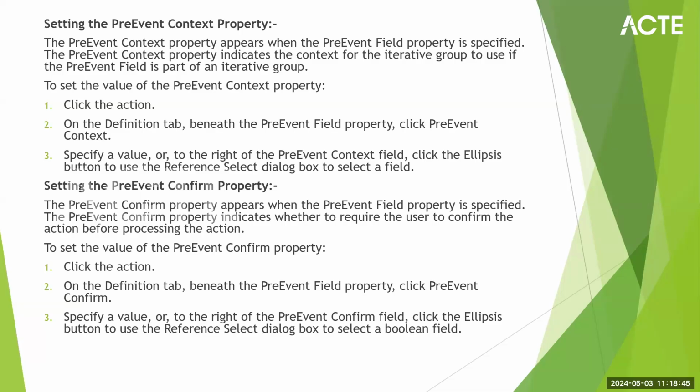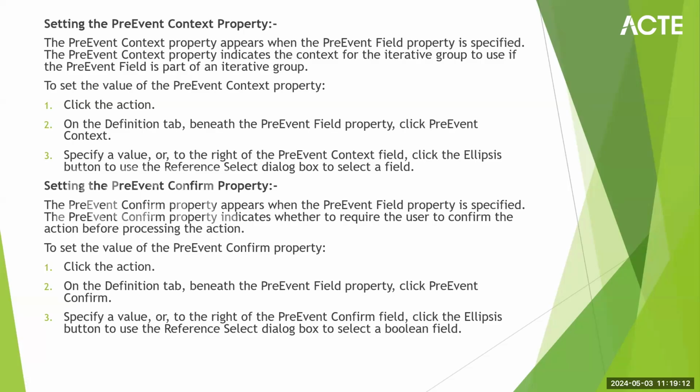Okay, how do you do it? On the action, on the definition tab, beneath the pre-event field property, click on the pre-event context. Specify a value, or if an existing field is already there with that value, you can just map it.